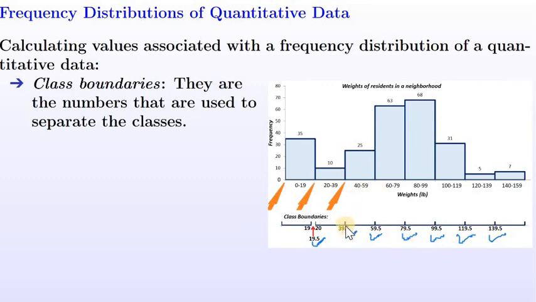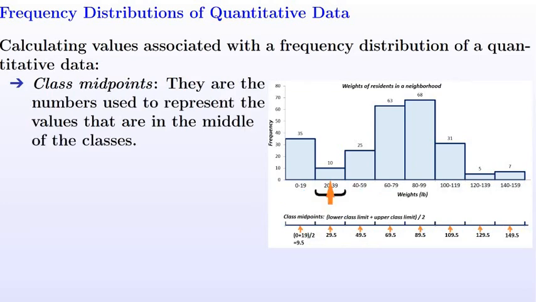So here, 39.5 is the number in between 39 and 40. 59.5 is the number in between 59 and 60. Similarly, 79.5 is the number in between 79 and 80. So these numbers are called class boundaries. They are the numbers that are used to separate the classes.